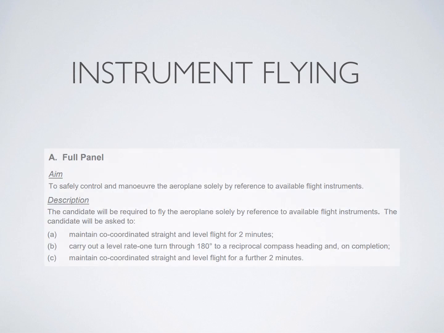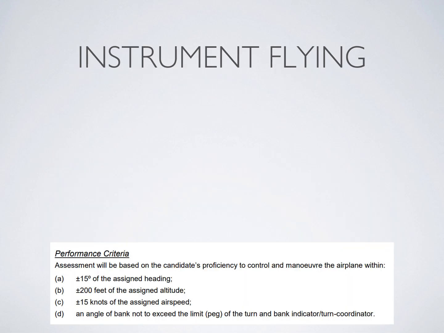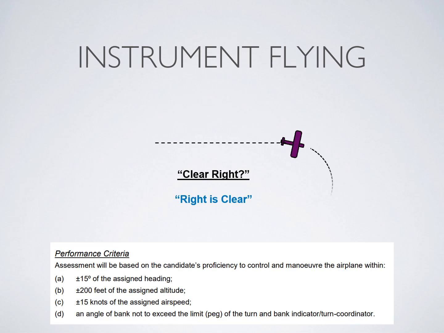You'll most likely begin with the full panel flight, meaning that you have access to all of your instruments, but just not outside reference. For this exercise, you will have to maintain straight and level flight for 2 minutes, followed by a rate 1 turn. Before you enter the turn, please ask the examiner if it is clear because you'll be under the hood and unable to check for traffic. Once you've done the rate 1 turn, you will be expected to fly for another 2 minutes straight and level, maintaining the performance criteria shown below.